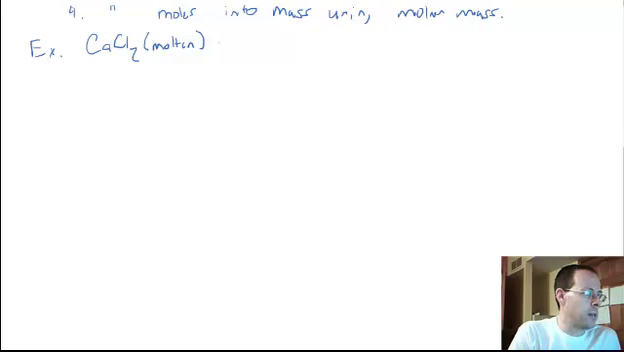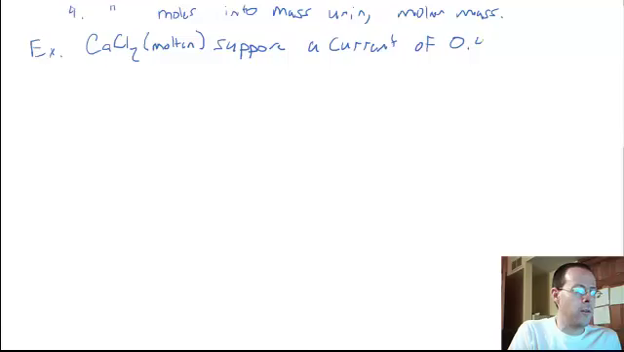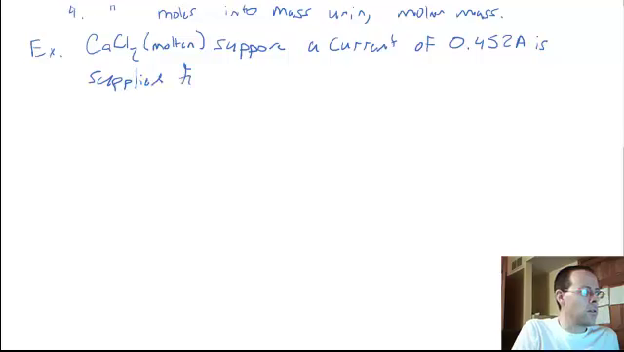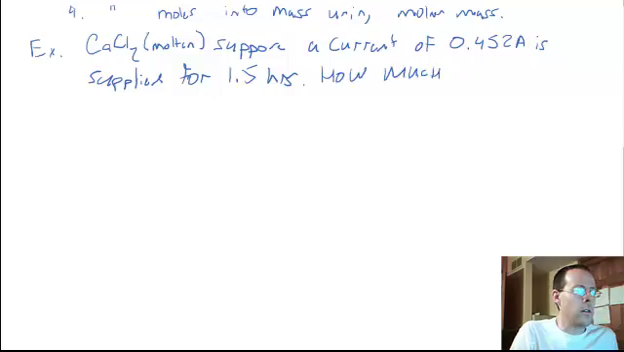So we have molten calcium chloride, and we're going to suppose a current of 0.452 amps is supplied for 1.5 hours. How much product will form?